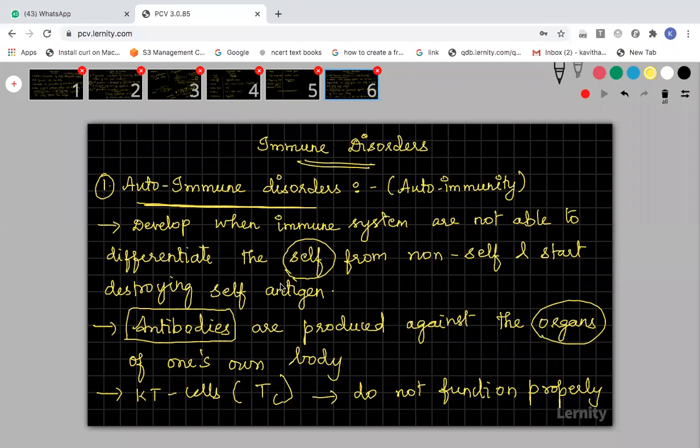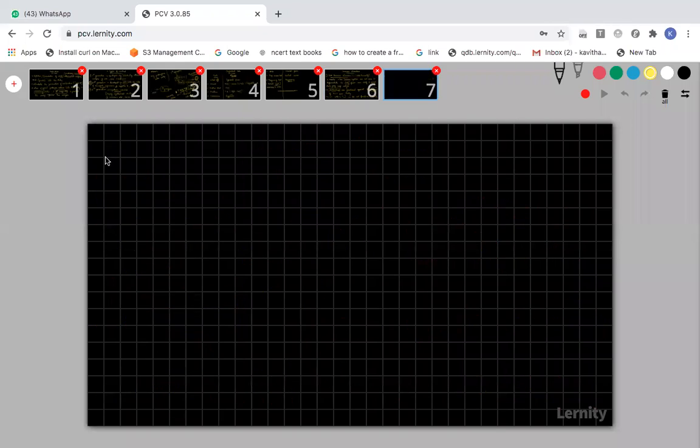Okay, so let me tell you some of the autoimmune disorders. I will list down some autoimmune disorders, you can note down examples. Rheumatoid arthritis, already you have studied about this in your locomotion and movement chapter. Again, I'm not discussing in detail. This disorder is because your antibodies, immunoglobulin IgM, will work against your antigens present in your joint.